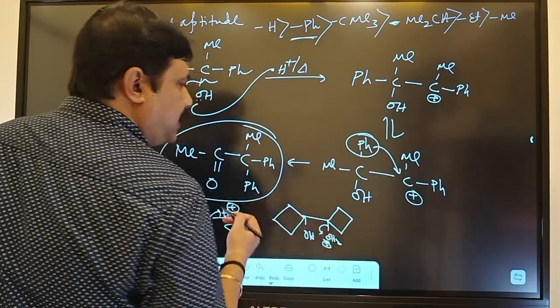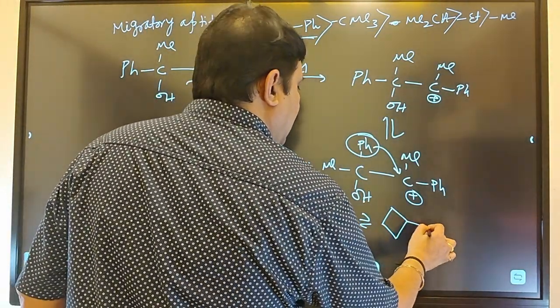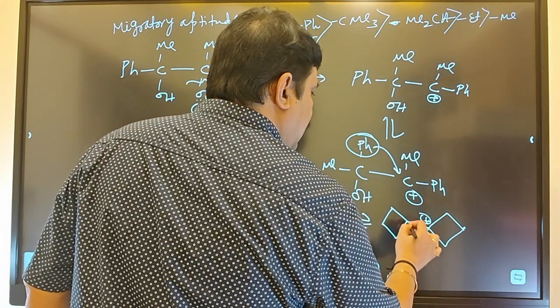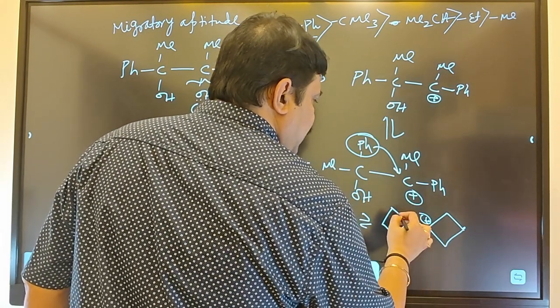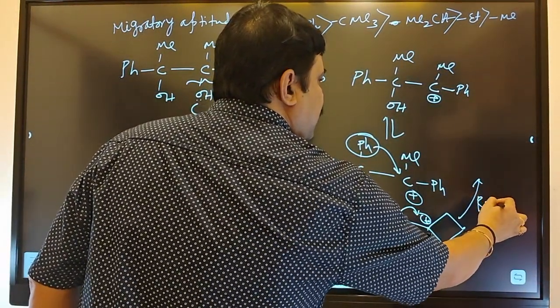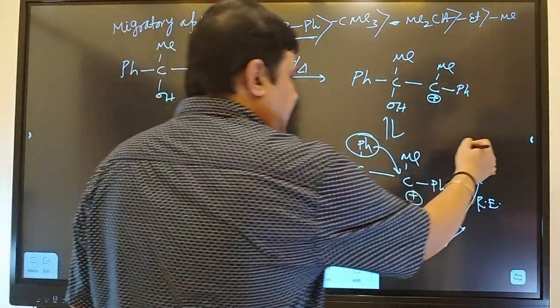Now this will depart, and then immediately you will get this situation. Here you have a plus charge and here OH. So then what will happen here? Ring expansion. The 4-membered ring will be converted to a 5-membered ring. So ring expansion will occur.